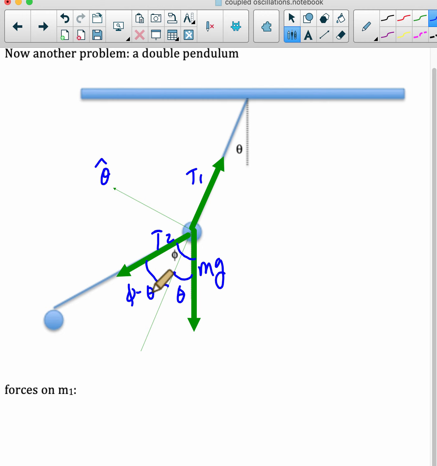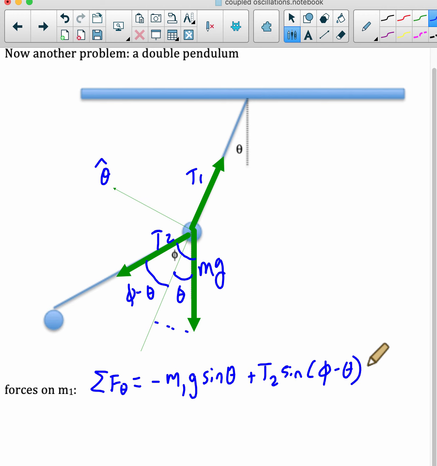So if we're going to sum the forces then in the angular direction on m1, well, there is going to be this mg component in the negative theta direction. So I should use a subscript. This is m1g sine theta. That's in the negative theta direction. And then we've got a T2 sine component in the positive theta hat direction.